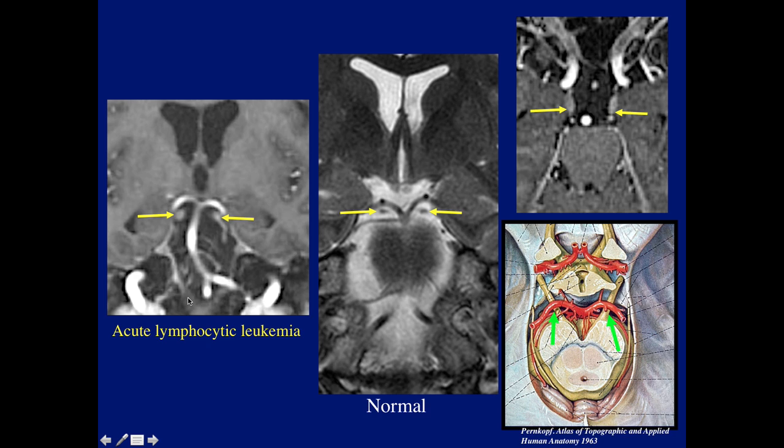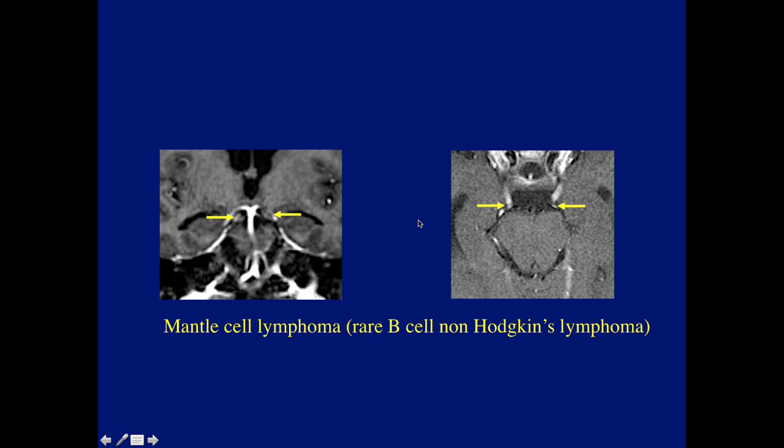So again, more lesions: acute lymphocytic leukemia involving the third nerve between, well, here we only see actually the posterior cerebral artery. This is a normal again. Sometimes you only see the posterior cerebral artery, not the superior cerebellar. This was mantle cell lymphoma. Here it is on the axial plane. Here it is on the coronal plane.